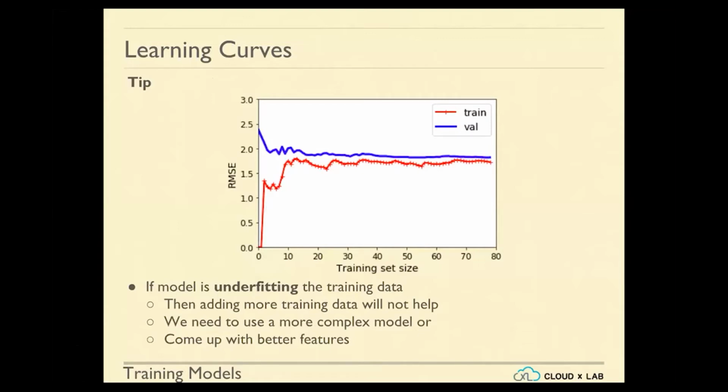This is an important learning: if your model is underfitting, no matter how much more data you gather, it's not going to bring down the error. We would need a more complex model or a better set of features. So this will not go down with the data, and this is important.